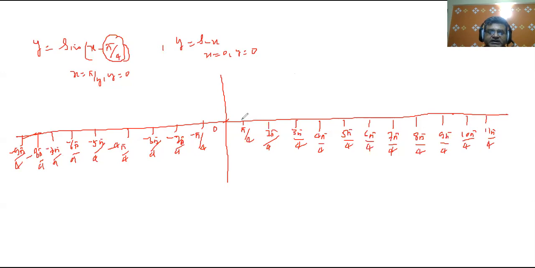Now the graph will start from pi by 4, because when you put x equal to pi by 4, then y is equal to 0. So everything will look like this. It will move to this point, then to this point, then to this. So the graph of this function will start from here. It is basically the sine graph that has been pushed towards plus infinity by pi by 4.